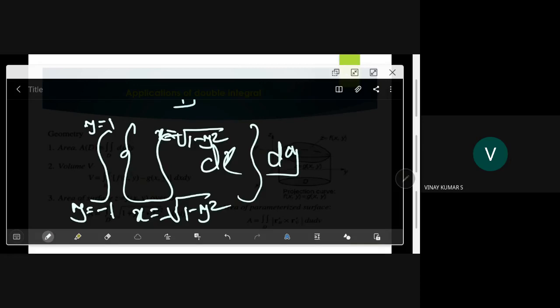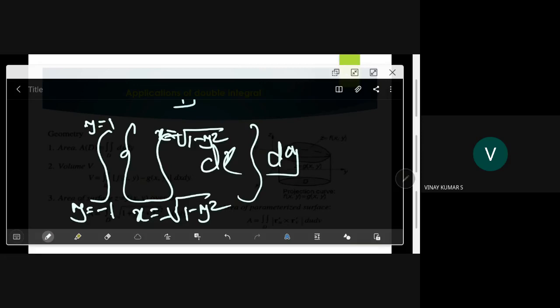Similarly, you can think about y to x also, first y followed by x. It is a symmetric integral. So y is from minus square root of 1 minus x square to plus root of 1 minus x square, and x is from minus 1 to 1. That's not an issue here.